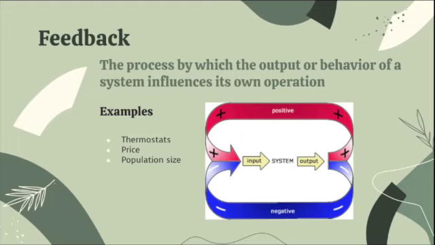Some examples of this might be a thermostat, whereby the temperature of a room influences how a thermostat will change the temperature of a room. Price is a great example, whereby if a price gets too expensive, then consumers will no longer buy that good or service, and the price will come down. And finally, population size. As a population grows, there are more individuals that can have babies, meaning that the population will continue to grow even faster.